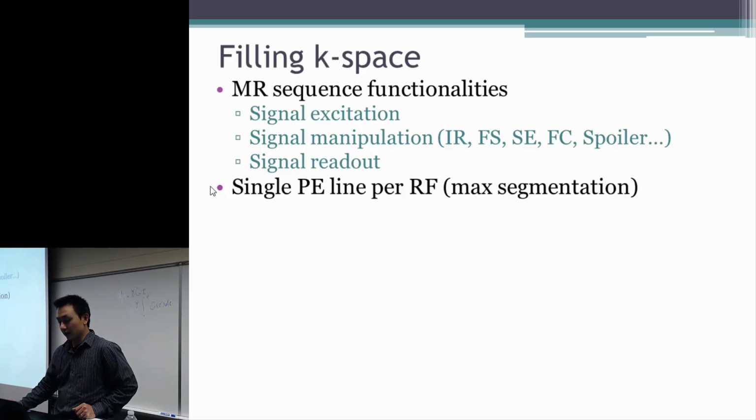And the third part is the signal readout, right? Even for the signal readout, we have different schemes as we saw before. We have the Cartesian readout, the radial readout, and the spiral readout. This is also a very interesting topic. So today we mainly focus on the readout part.